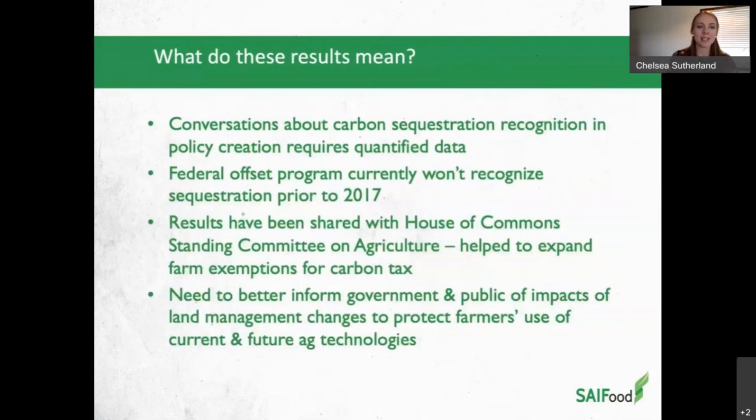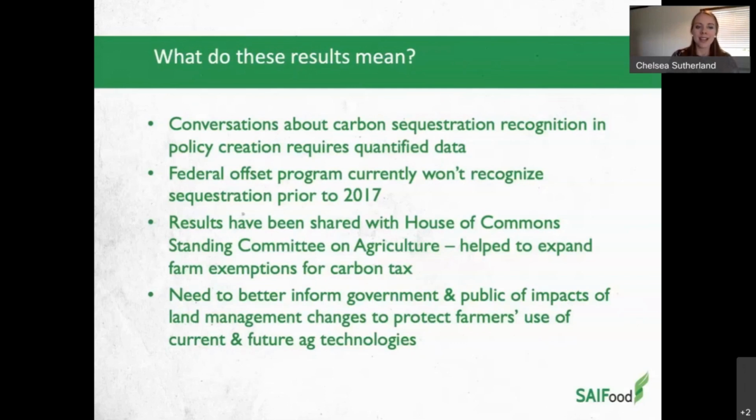So I just threw a bunch of numbers at you, but what do these mean for us as farmers and as industry members? Well, we know that conversations about carbon sequestration and recognition for the sequestration in policy discussions requires quantified data. Currently, the way the federal offset program is designed is that it won't recognize sequestration that occurred prior to 2017. But as my results showed, by 2016 to 2019, farmers had almost completely eliminated conventional tillage and summerfallow practices from their operations, which means the way the program is designed, farmers don't really have the opportunity to be recognized for these sustainable adoptions.